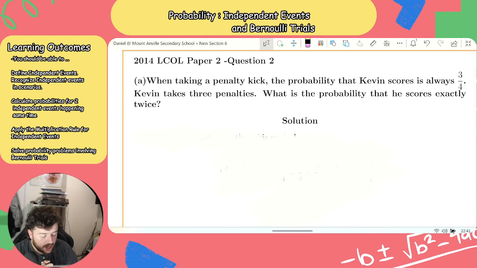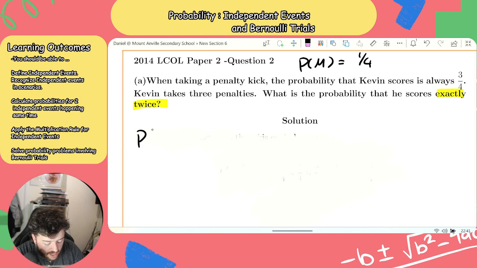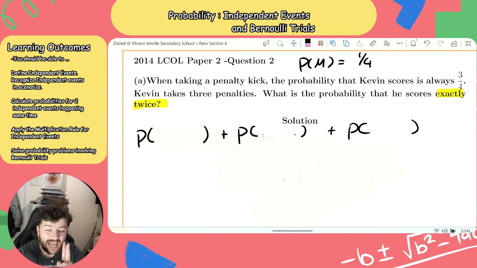2014 Leaving Cert Ordinary Level Paper 2 question 2. When taking a penalty kick, the probability of Kevin scoring is always 3/4. Kevin takes 3 penalties. What's the probability he scores exactly twice? This is my Bernoulli trial, because the probability he succeeds is 3/4 and the probability he misses is 1/4. The key thing with Bernoulli trials is we need to list out all of the possible events. He scores exactly twice, not once, not 3 times.